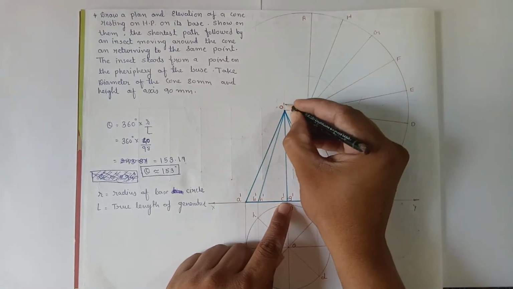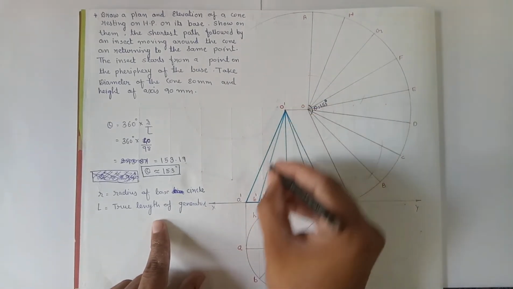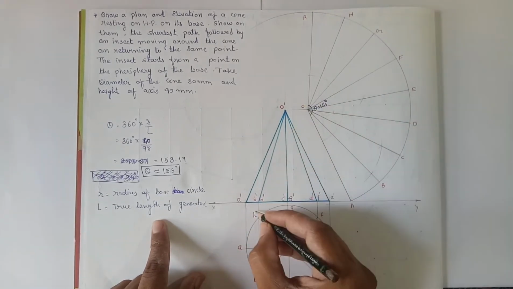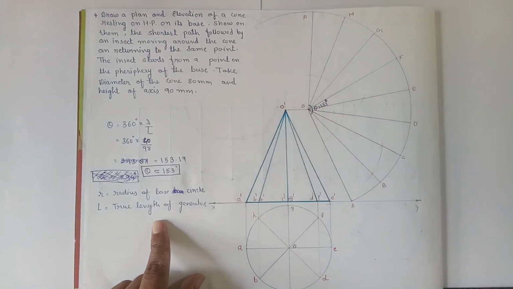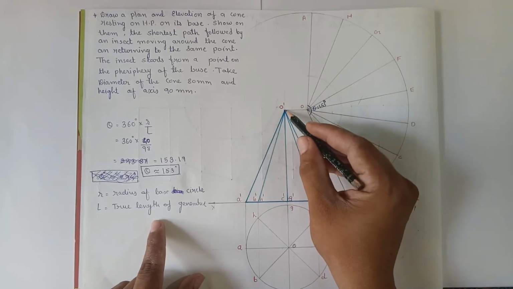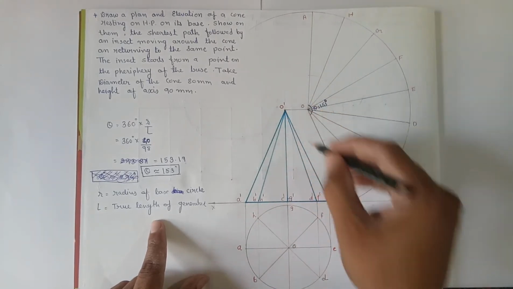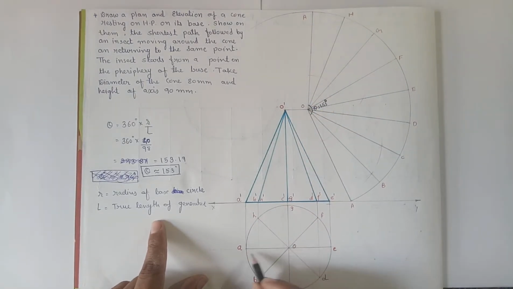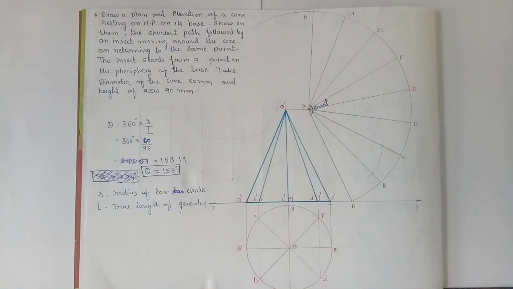Mark the elevation of the apex point as O dash. Now join O dash to the points of the base: O dash A dash, O dash B dash H dash, O dash C dash G dash, O dash D dash F dash and O dash E dash. These are the elevations of the generators. Make sure the end generators O dash A dash and O dash E dash give us the true length, because the plans of these two generators are parallel to the XY line. So this is the plan and elevation of the cone.